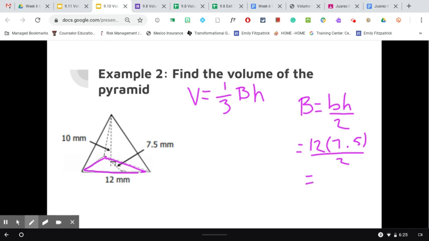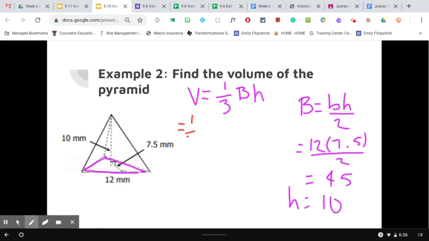I did not write it down. Let me type that in real quick. 45. Okay, and then the height is just how tall is my pyramid, which in this case is 10 millimeters. Okay, so then we plug our numbers into the formula.